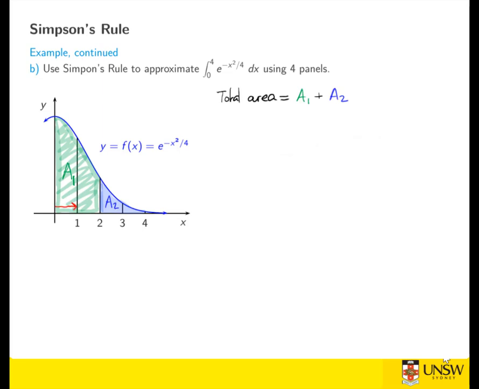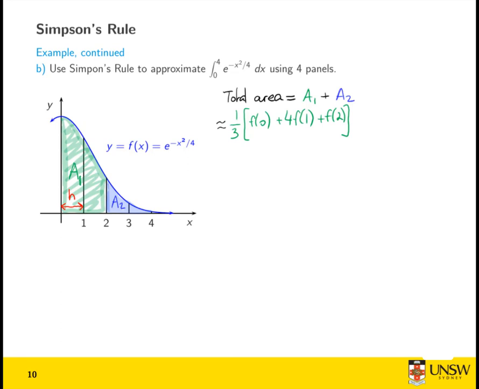This is h, the width of a panel, so that's 1. So our formula says h on 3, so 1 on 3, and then f of 0 plus 4 times f of the midpoint, 4 times f of 1, plus f of the endpoint on the right, plus f of 2, and this is an approximation of the green area. We repeat this procedure to approximate the blue area.